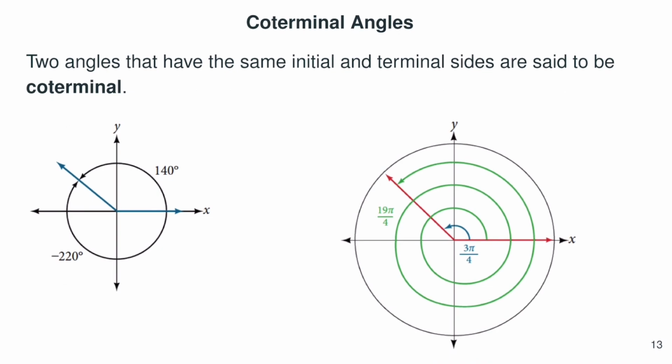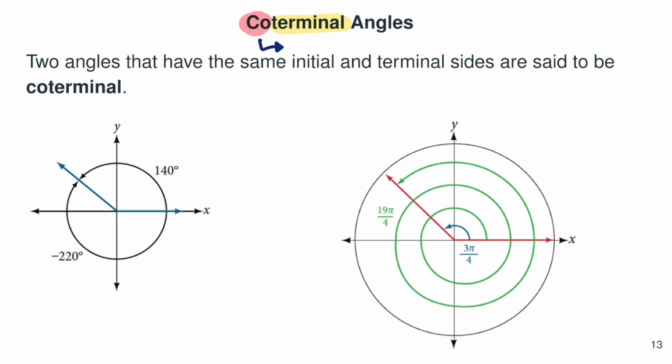Coterminal angles. A coterminal angle is also an important characteristic of angles. It is actually one of the very unique characteristics of angles. So we call it coterminal angle. Co means they share. I don't know if you've heard terms like co-chair, or he and I are co-chairs of this committee. That means we both are chair, right? So coterminal means they share. What do they share? Terminal sides.